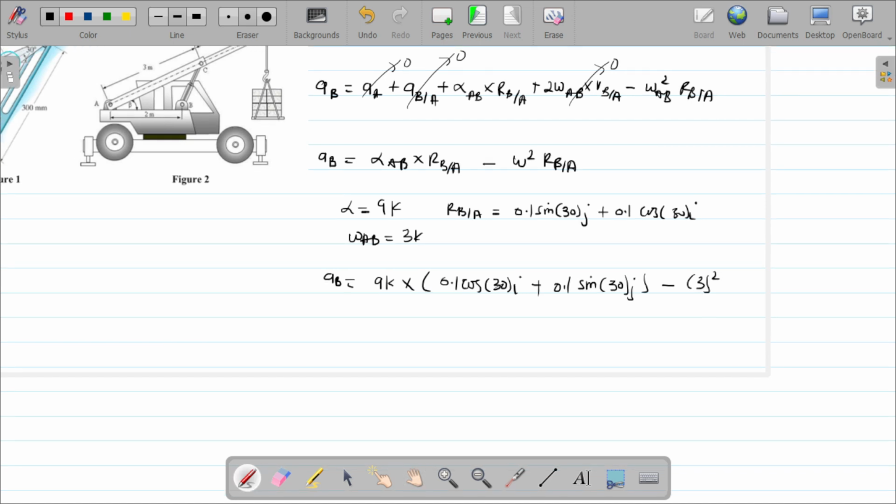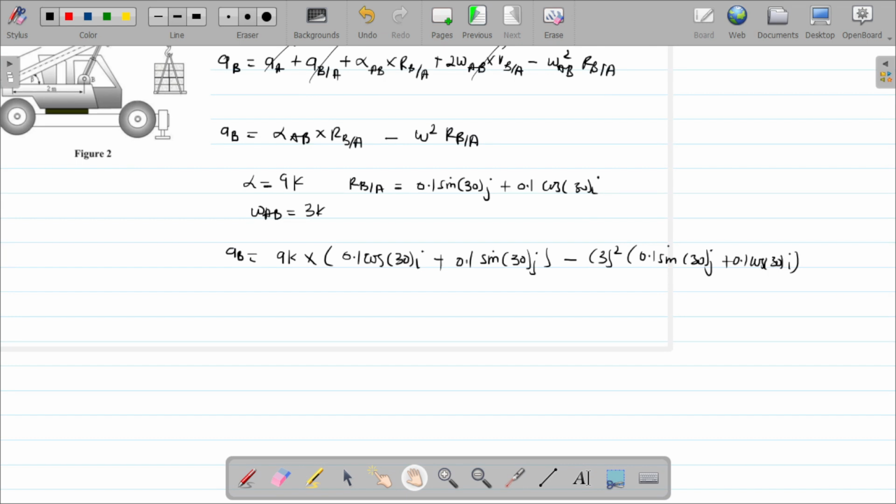So here 3 squared, we don't add the direction, it has already been done in there. So here the R of B relative to A is 0.1 sine 30 j plus 0.1 cos 30 i. You see I'm changing them because I just forget and write the sine first, so it doesn't change anything. I don't want to clean and clean. So let's go real quick.